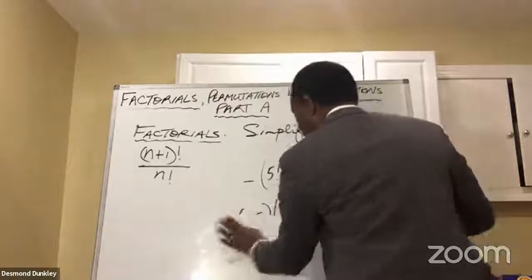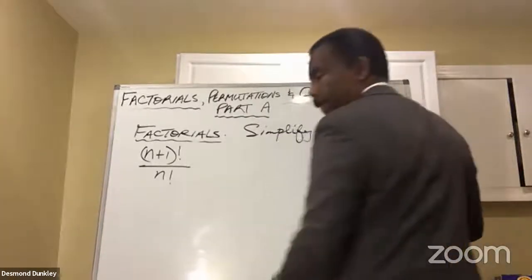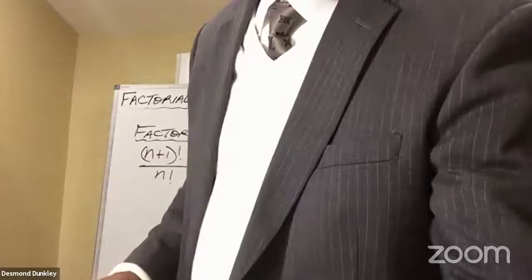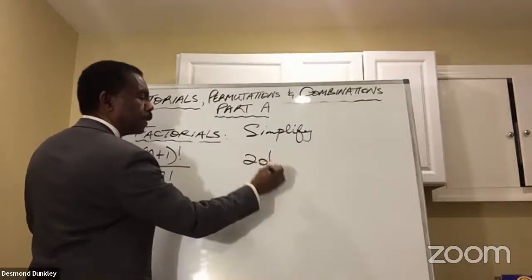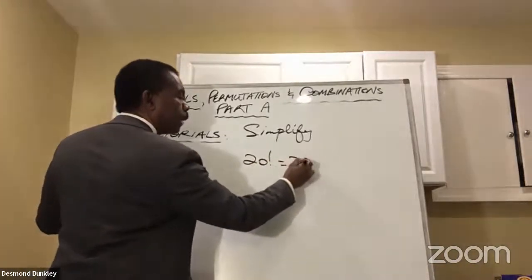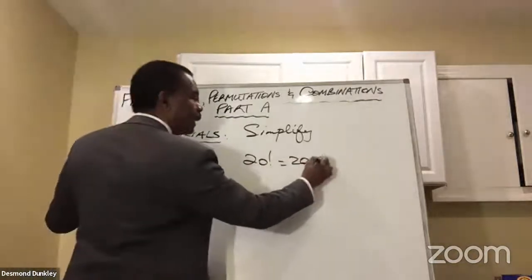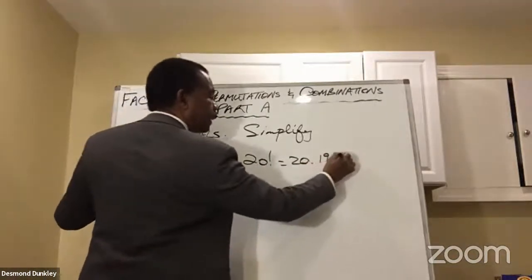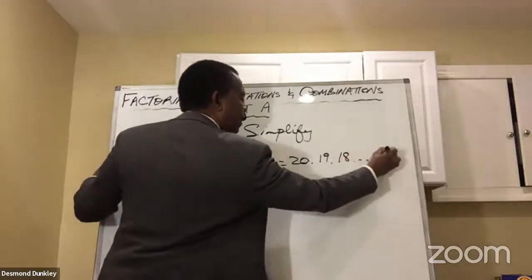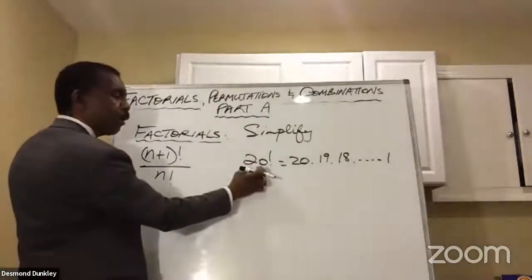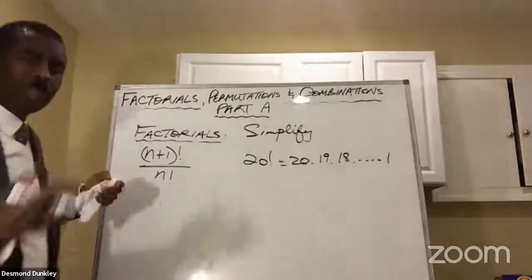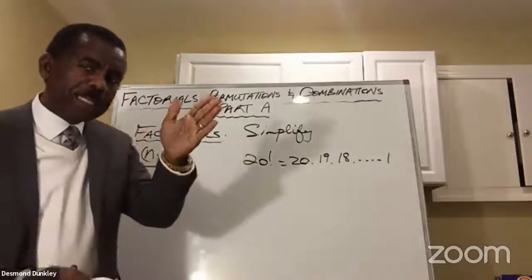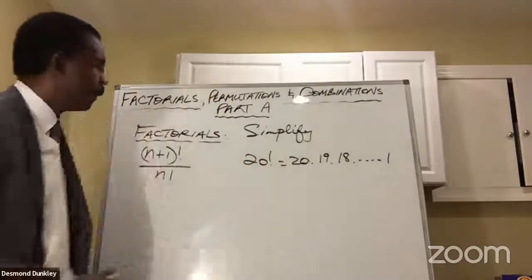So, now we're ready to roll. Okay, so whatever it is, if I gave you 20 factorial, it's going to be 20 times, take away 1 gives me 19, take away 1 gives me 18, all the way to the end, 1. So whatever we start with, we keep subtracting 1, subtracting 1, subtracting 1, until we get to the number 1. We keep decreasing all the way down to 1.